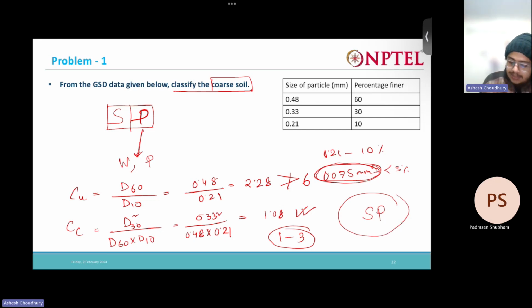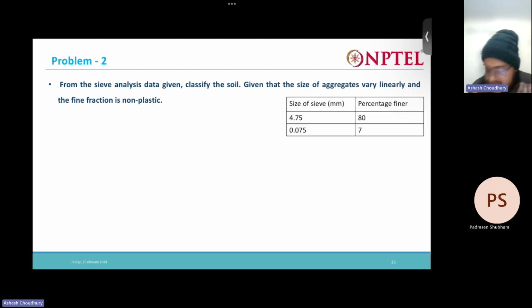Now let us see the next similar question. Sieve size is given, percentage finer is given. Percentage finer than 4.75 mm is 80%, and percentage finer than 75 microns is 7%. So the fine fraction is between 5 and 12%. Note this: fine fraction between 5 and 12%, because it is 7%.